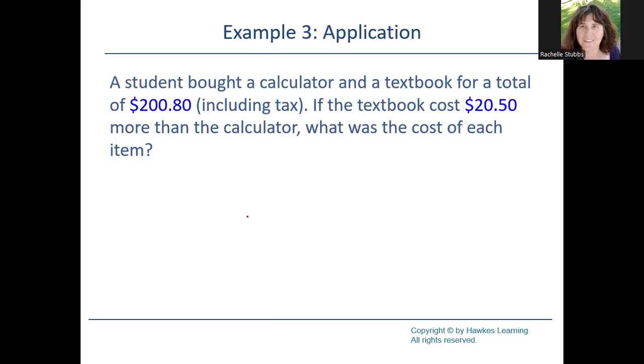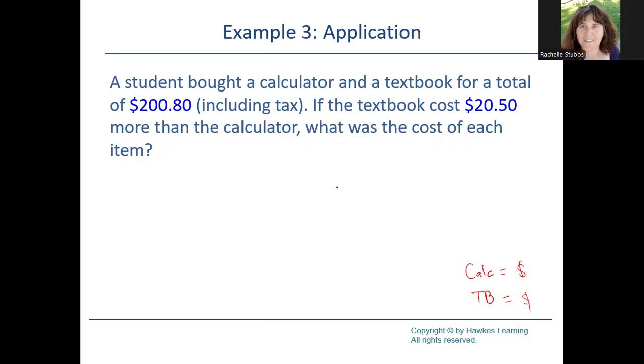Okay, so here we have a student bought a calculator and a textbook for a total of $200.80. If the textbook cost $20.50 more than the calculator, what was the cost of each item? So in the end, I want to know the calculator and the textbook. What are their costs? That's what I'm looking for.